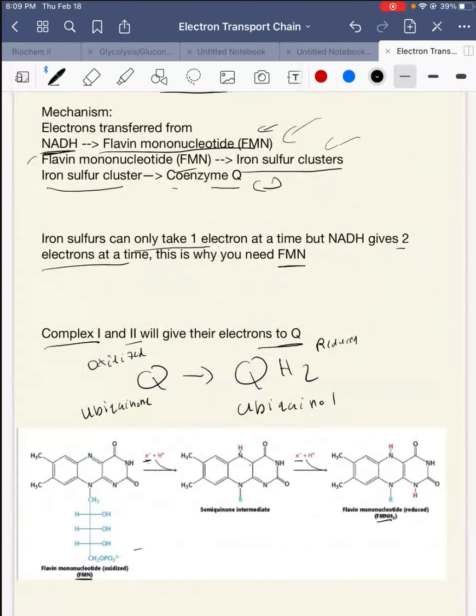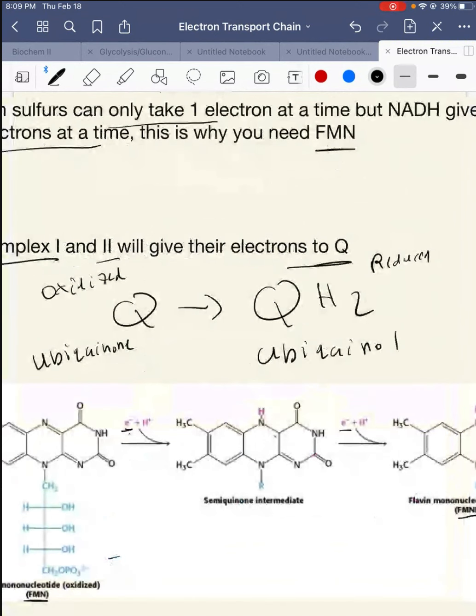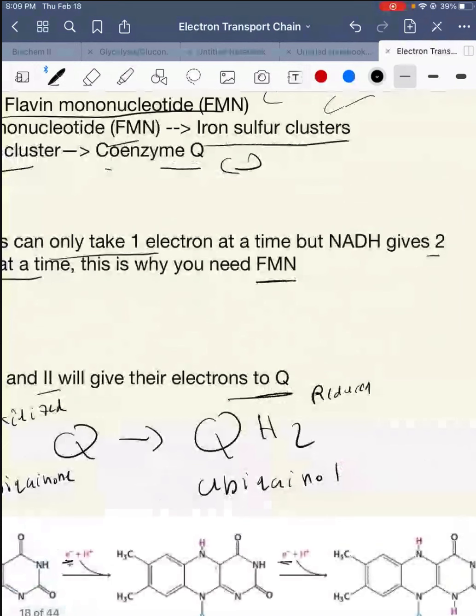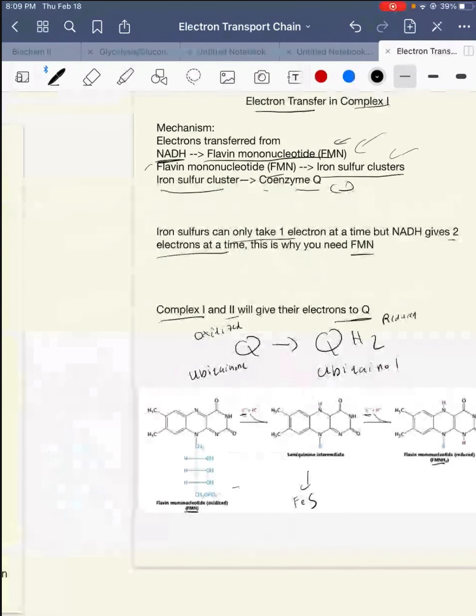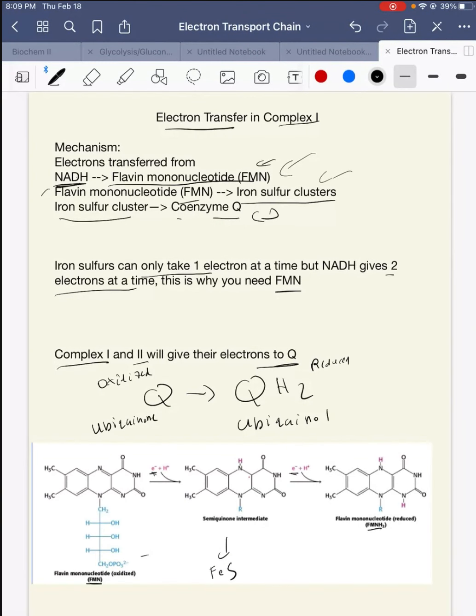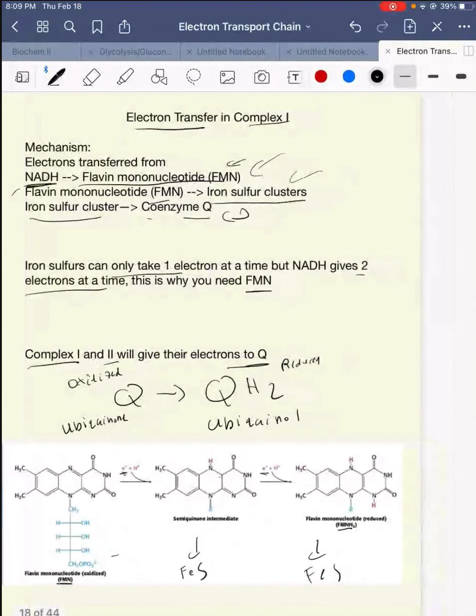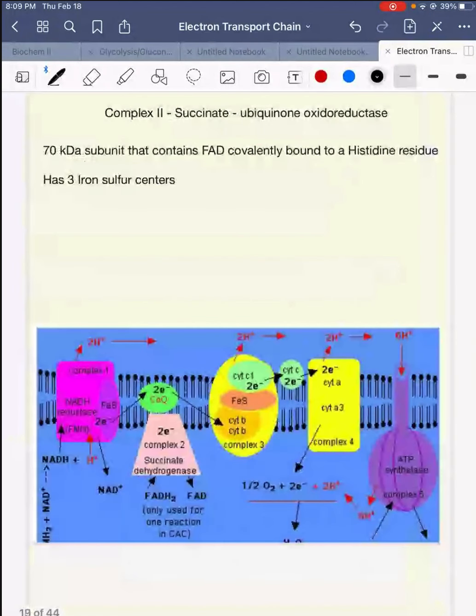Because NADH can only give 2 electrons at a time, but FMN can accept either 1 or 2, it then gives the iron sulfur clusters electrons from this semiquinone. Iron sulfur can only take 1 electron at a time. So we have this FMN in the middle because it can hold 1 or 2 electrons depending on the things before it and after it. Okay, so that was complex 1: we had our electrons in NADH, and we give those to coenzyme Q.